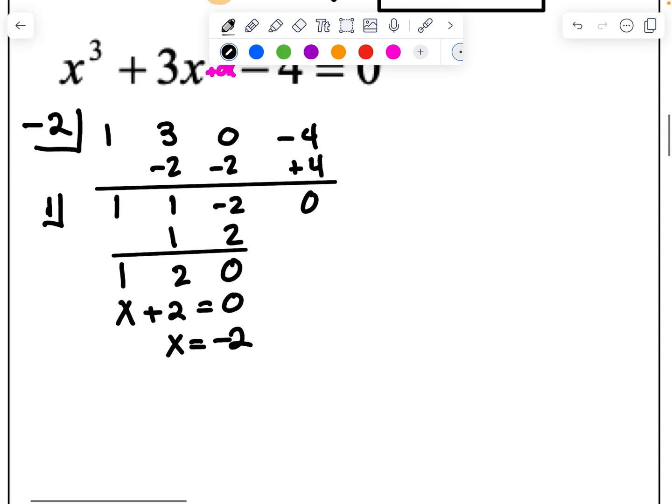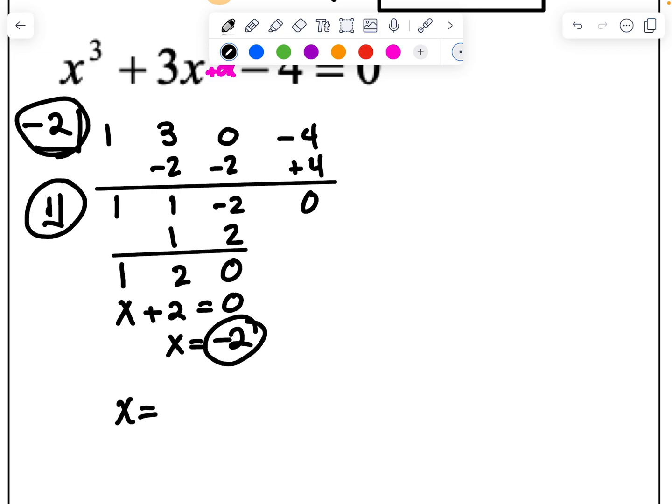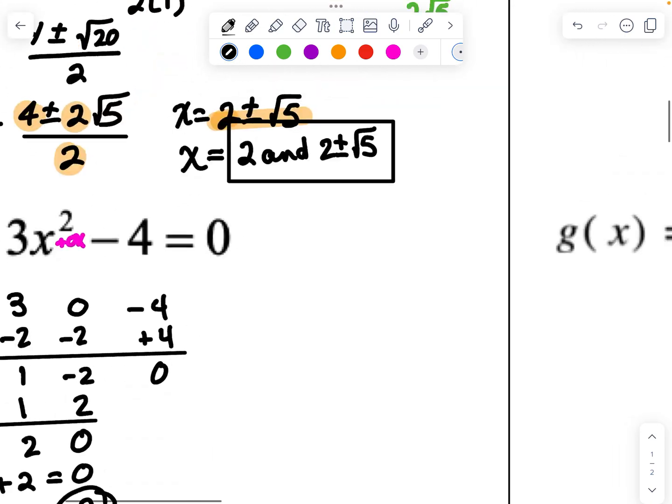So again, we have the multiplicity thing. This showed up, and this showed up again. So we're just going to say our answers are -2 and 1, knowing that -2 is in there twice. And I didn't write that correctly for Canvas. Okay, that's it on that side.